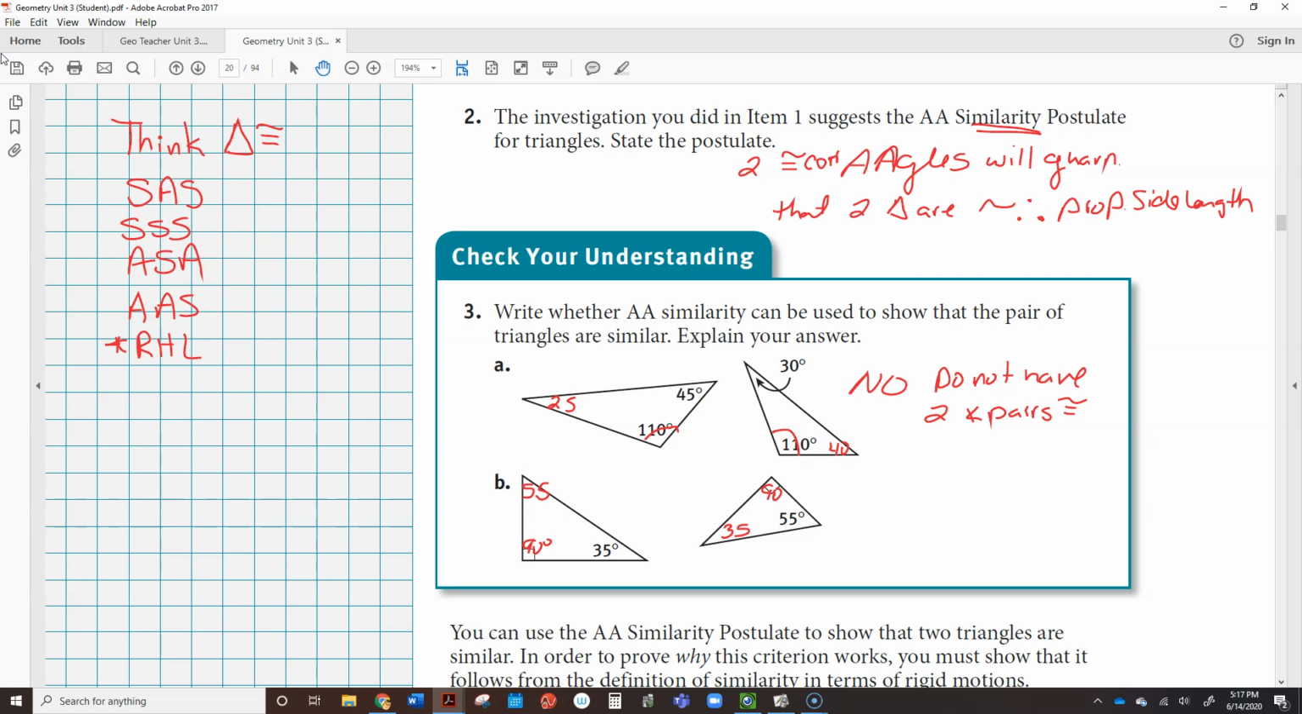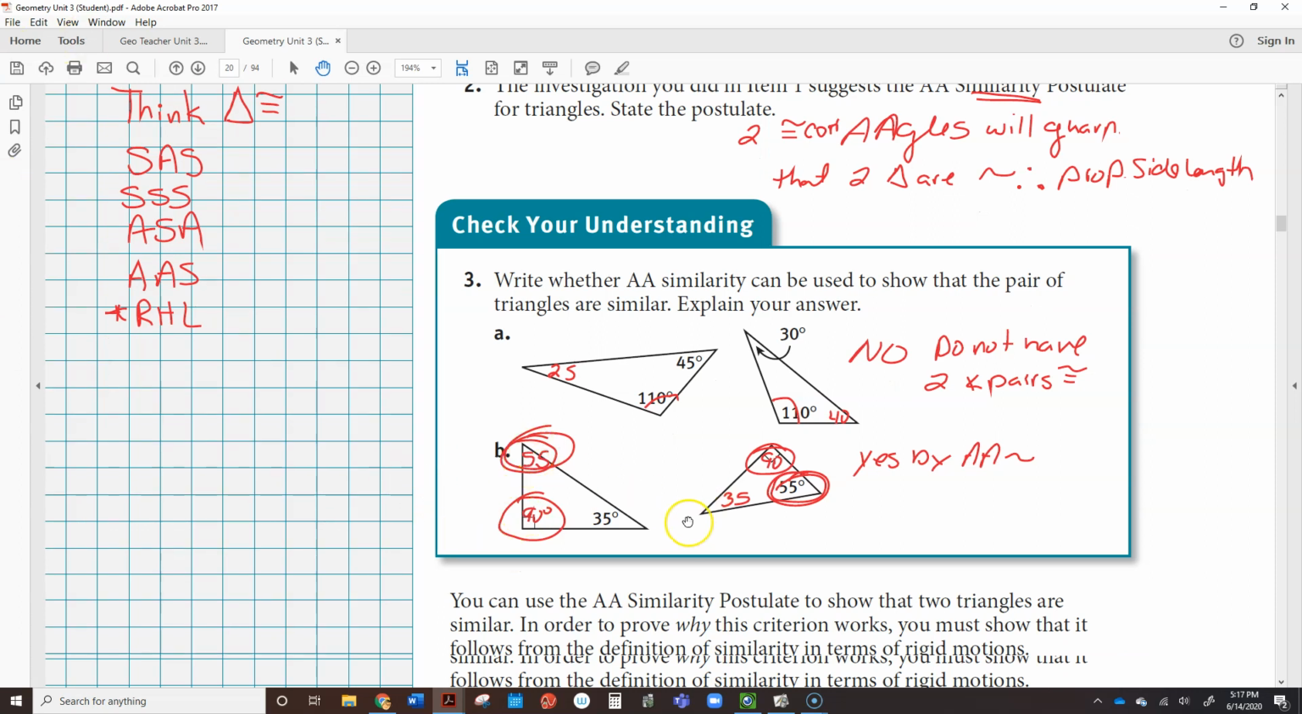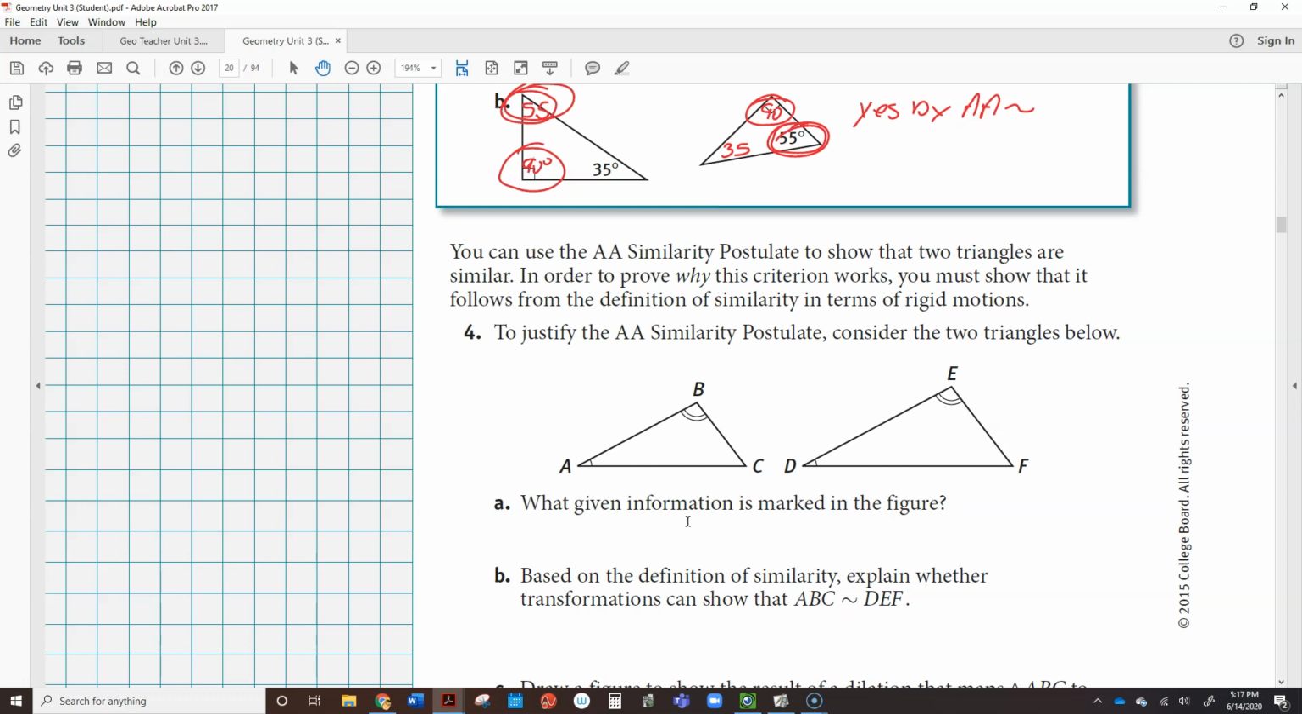So these two triangles are similar. You're going to say yes by angle similarity. You've got two pairs of congruent angles. And then based on where the congruent angles are, you can determine your similarity statement. Now these triangles are not named, so I can't do it.